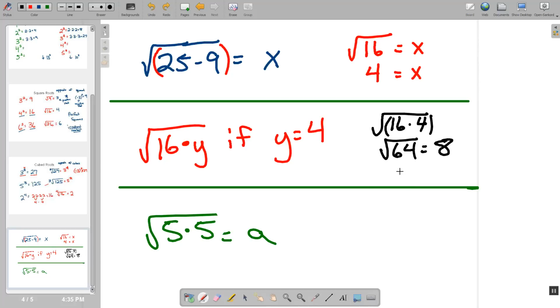And finally, the last problem. Square root of 5 times 5 equals a. Well, 5 times 5, that's 25. And that equals a. And the square root of 25 is equal to a positive 5. So we have solved it.